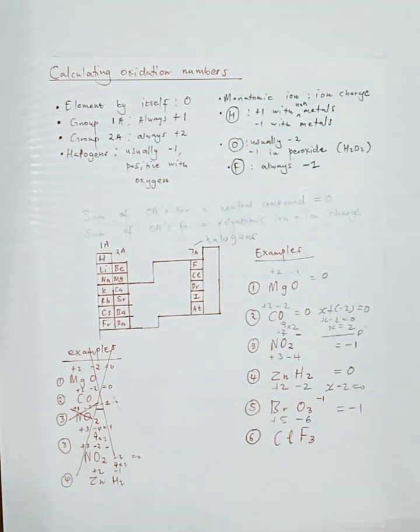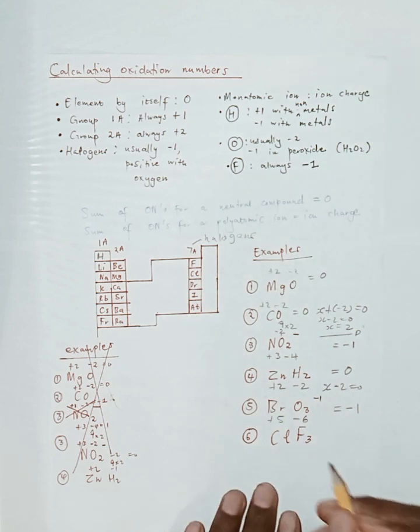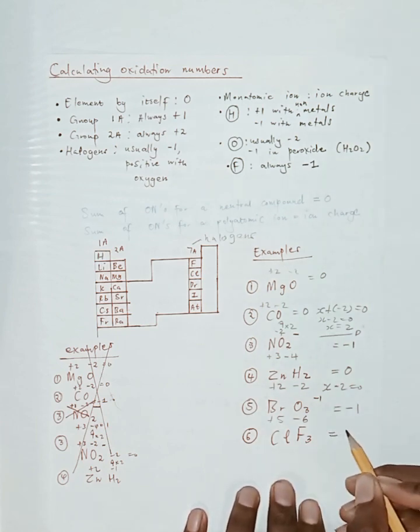So ClF3. F is always -1. And look at that, we don't have a minus or anything here. So the sum of the oxidation numbers for this neutral compound is equal to 0.